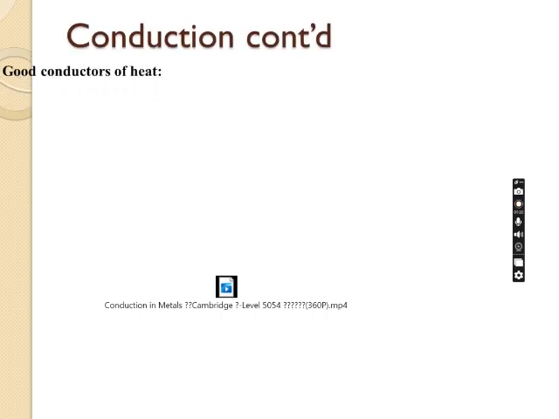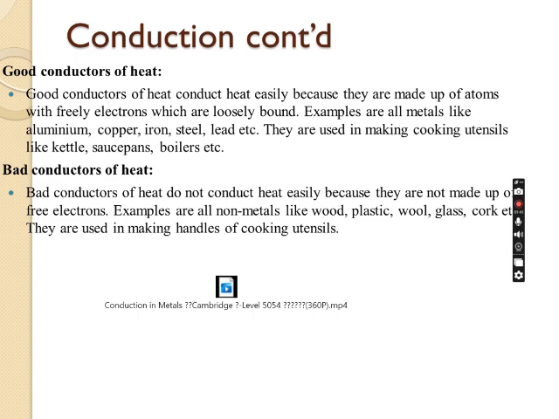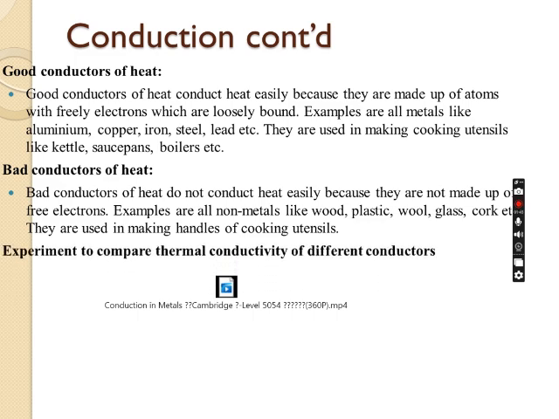Good conductors of heat are good conductors because they have free electrons. Examples of good conductors are metals like aluminium, copper, iron, steel, and lead. Then bad conductors are not made up of free electrons. Examples are wool, glass, and coke. And that's why they are used in making handles of cooking materials.